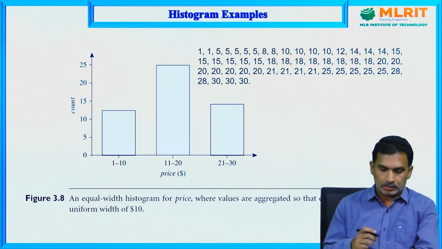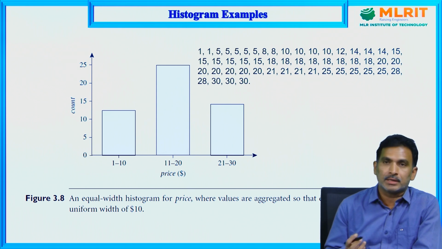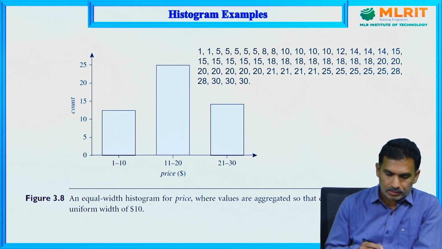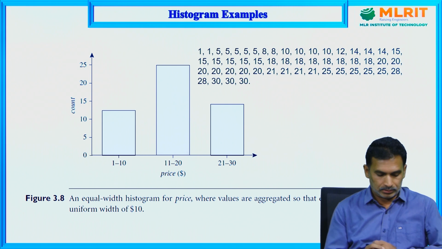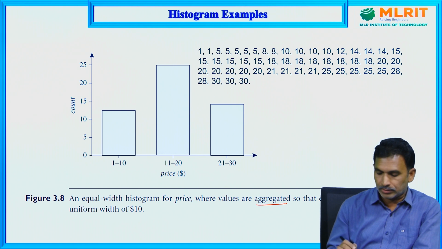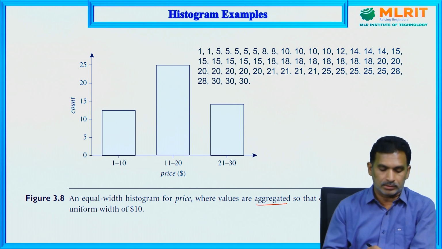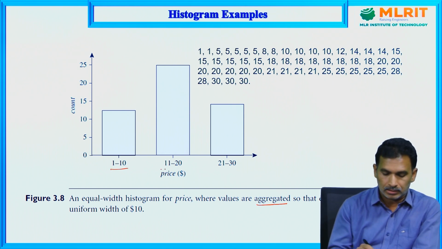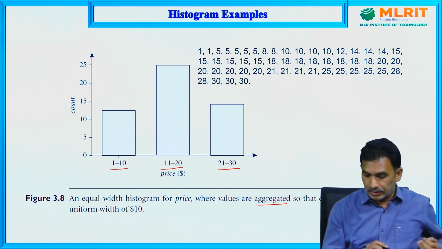Similarly, this is another histogram for the same data set, where the bins are decided based on equal width. Here you can see the equal width histogram for the price, where the values are aggregated so that each bucket has a uniform width of 10. The 10 is the width of each bucket.